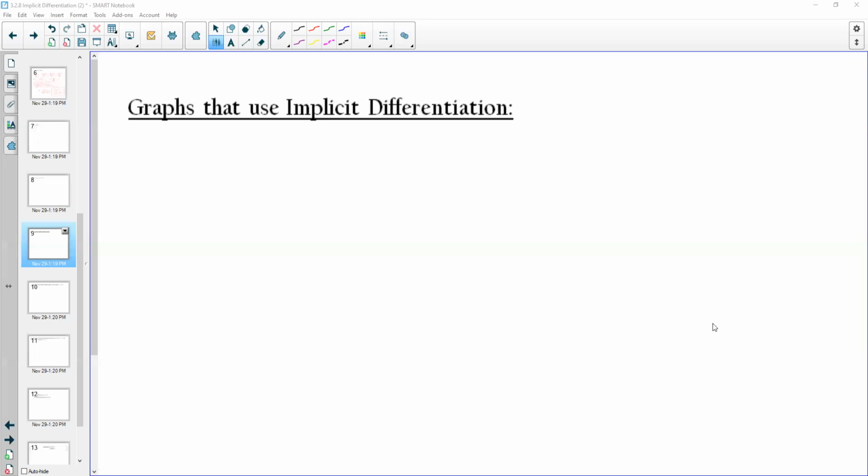Implicit differentiation. Some of these might be familiar for you guys in some of your other math courses. One, we have circles, and that is going to look like x squared plus y squared is equal to r squared.